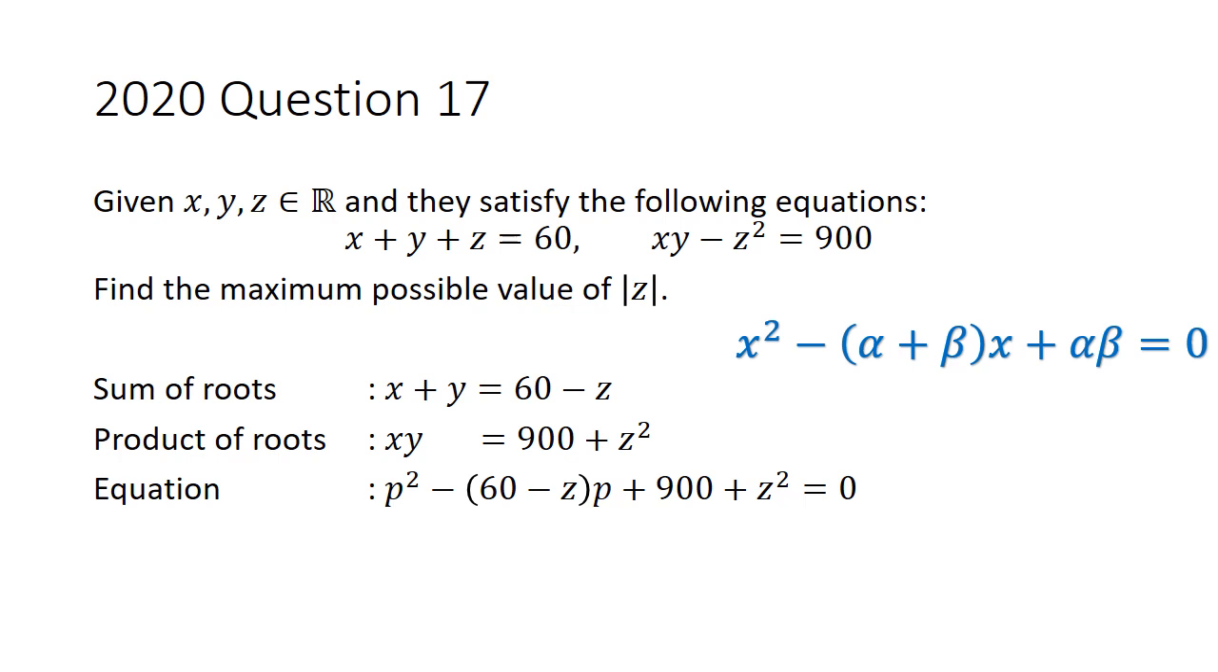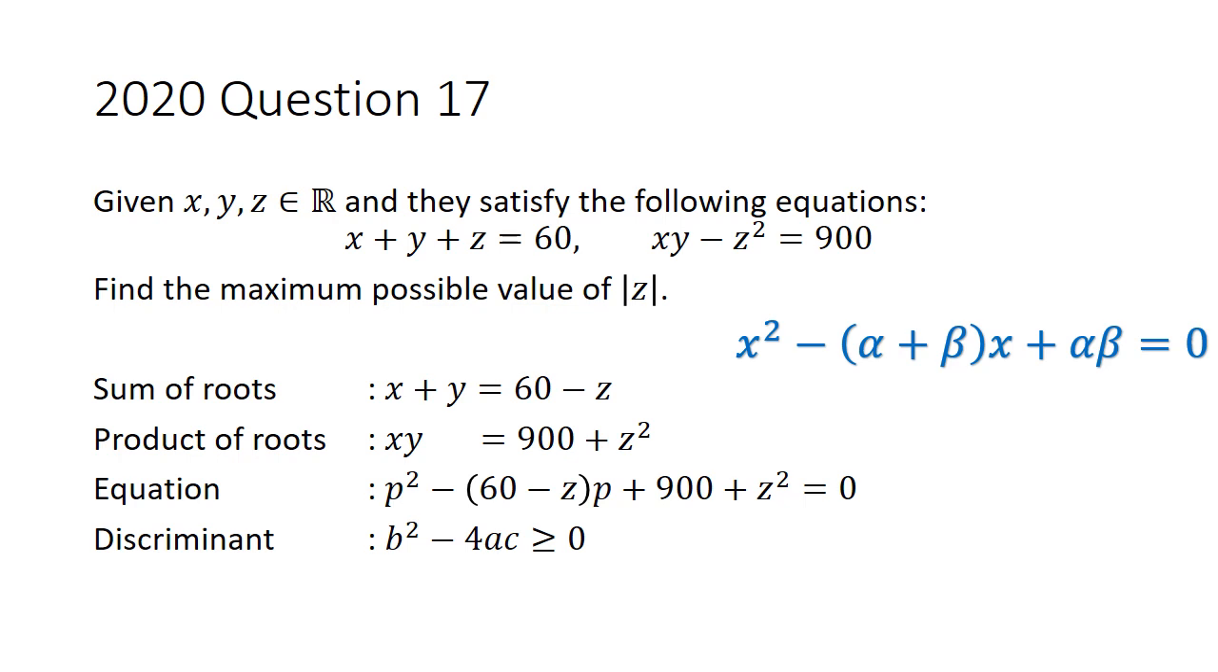So what can we do from here? Well, we know that the coefficients are real. We also know that the roots are real. So what can we do if we know that this equation has two real roots? Well, we can find the discriminant. The discriminant, b squared minus 4ac, must be positive, or at least greater than or equal to 0.